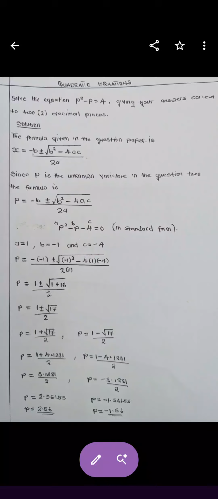Okay? So from there, we are going to add the two numbers under the square root. We have 1 plus 16. So 1 plus 16 will give us 17. Okay, so now we have 1 plus or minus the square root of 17 over 2. Now, since between 1 and the square root of 17, we have two signs. Okay, so we are going to work out for each sign.